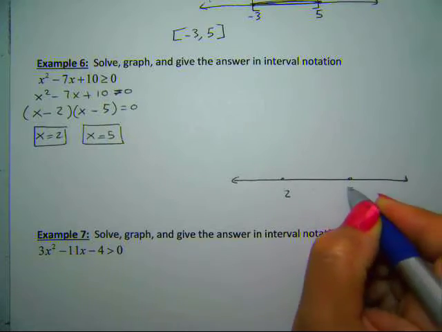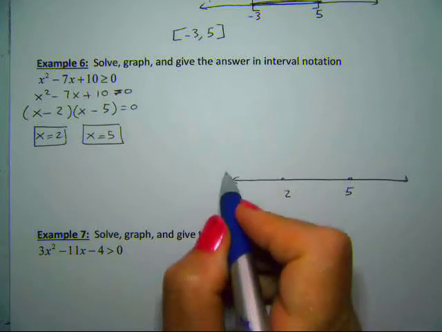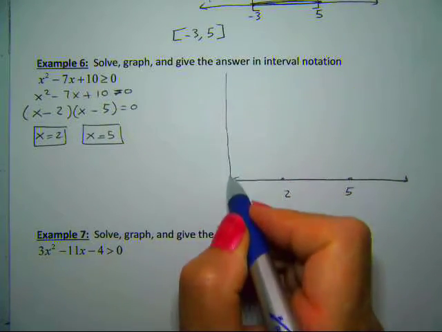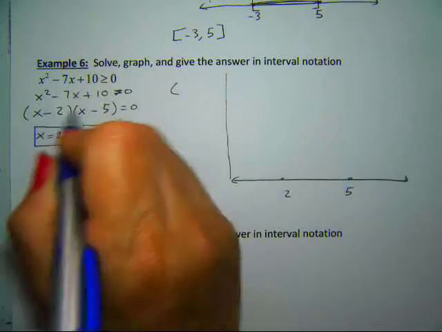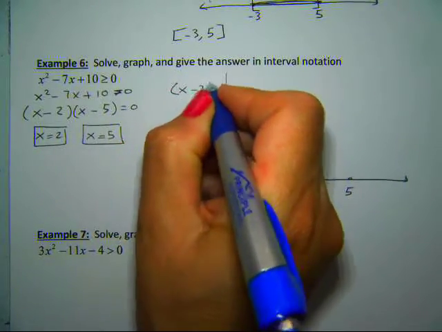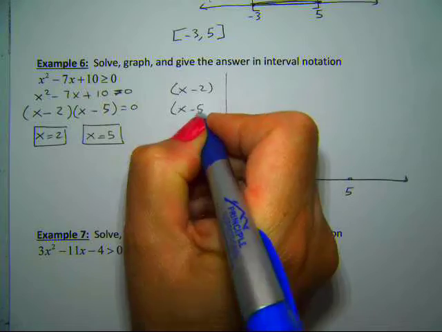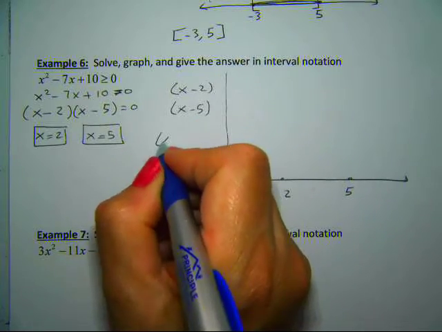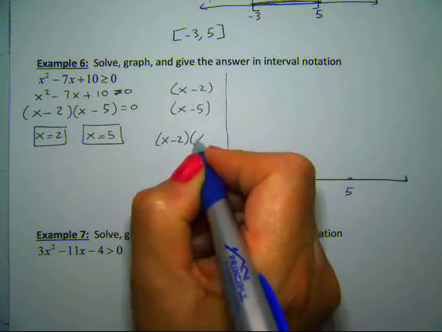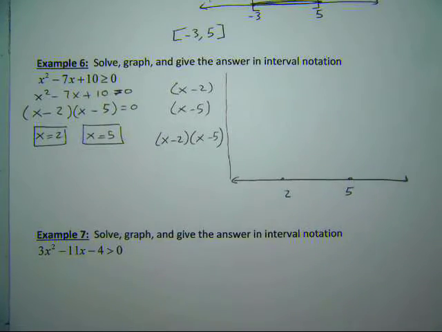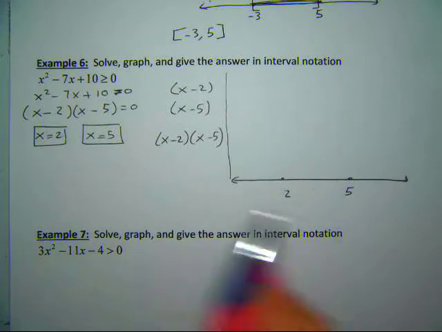So we have the two values, x is equal to 2 and x is equal to 5. Now let's construct the number line with the two values in order. 2 is smaller than 5. On the left, put the two factors, x minus 2 and x minus 5, then their product, x minus 2 times x minus 5. And now we'll do the testing.